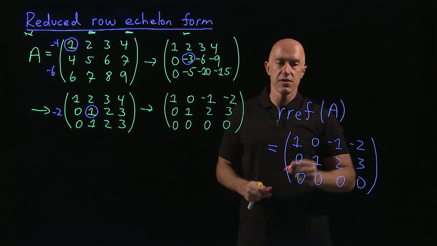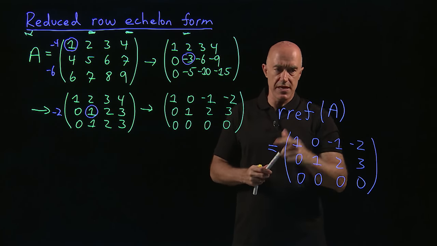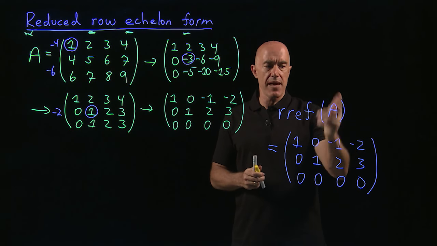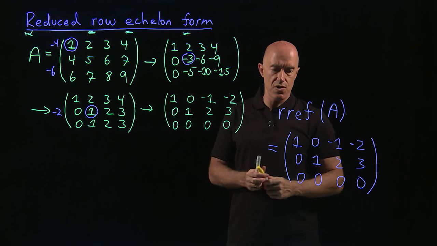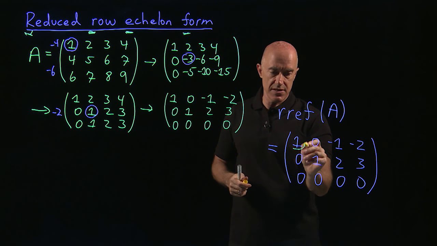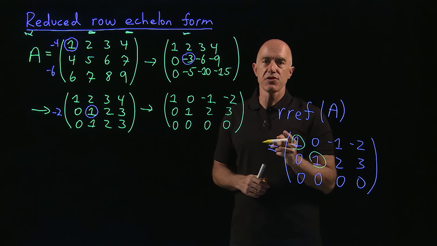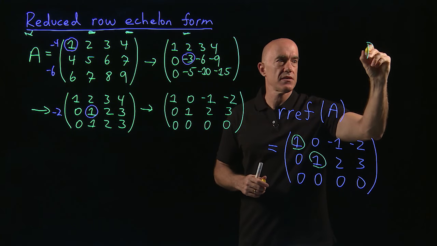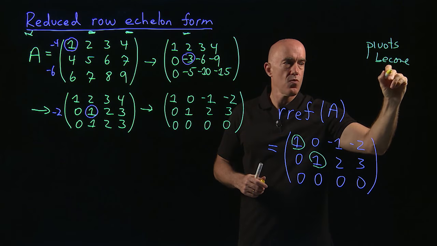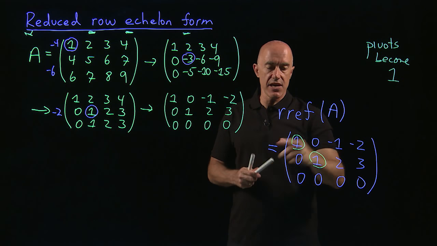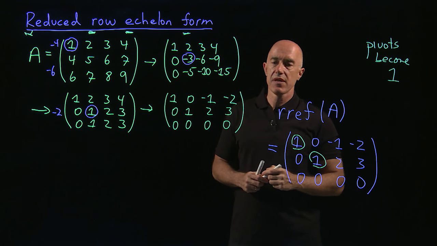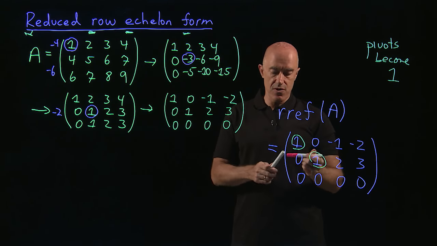Okay? So theoretically, this will be an important type of matrix, to take a matrix and then bring it to reduced row echelon form. The key here is that the pivots, these are the pivots. The pivots are supposed to be all 1, okay? So pivots become 1, and you end up with zeros below and above every pivot, okay? That's reduced row echelon form.